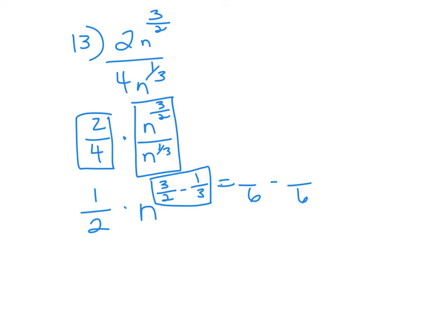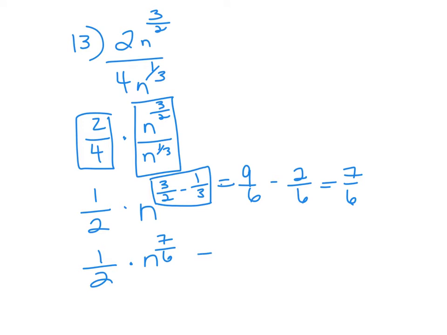So the equivalent fraction of 3 over 2: well, 2 goes into 6 3 times, 3 times 3 will give me 9. And then 3 goes into 6 2 times, 2 times 1 is 2. So we get 9 over 6, subtract 2 over 6 gives us 7 over 6. So that gives us the expression of 1/2 times n to the 7 over 6.